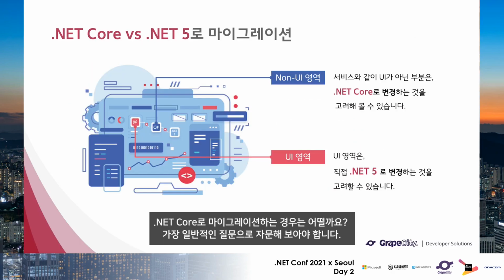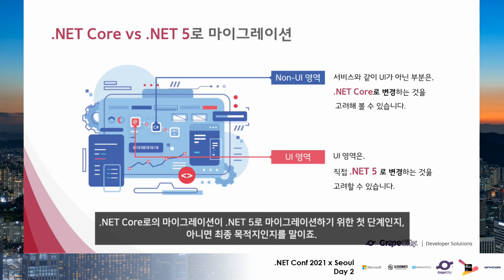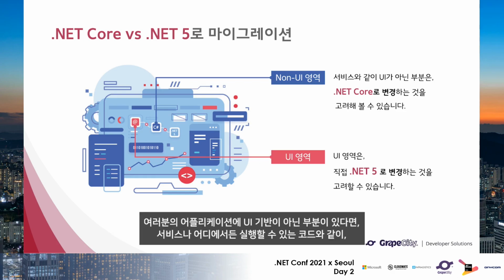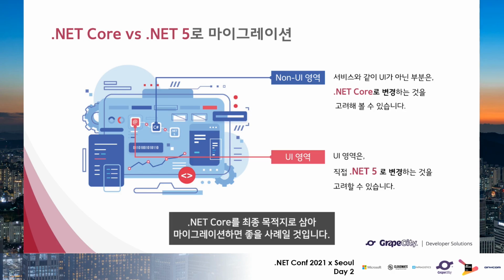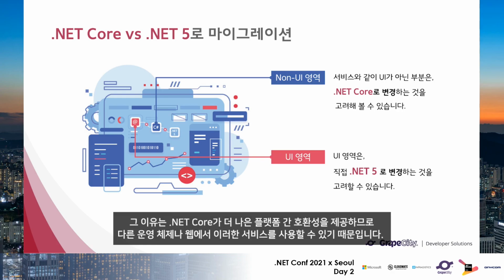So what about migrating to .NET Core? A common question you might ask yourself is whether it's better to migrate to .NET Core, perhaps as the first step toward .NET 5, or even as the final destination. If you have parts of your application that are not UI-based, such as services, or code that can run anywhere, those would make good candidates to migrate to .NET Core as its final destination. The reason is because .NET Core provides more cross-platform compatibility, so you may be able to use those services on other operating systems or on the web.